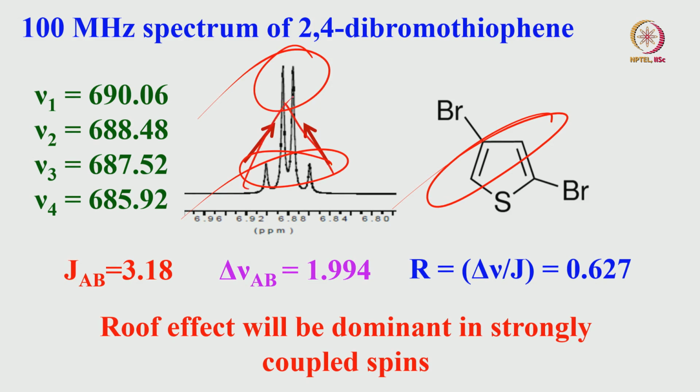This is called a roof effect. And if I measure the chemical shift separation between these two, actually there is a small change in the chemical shift.